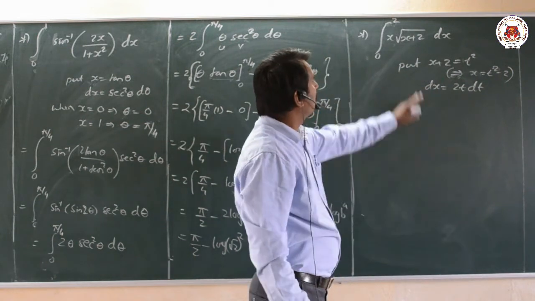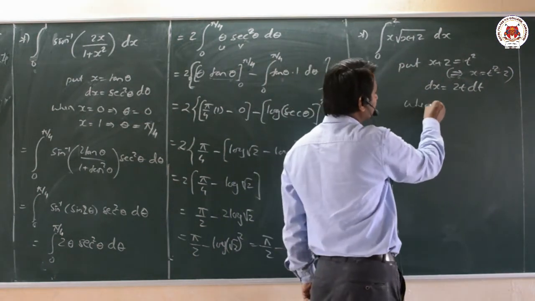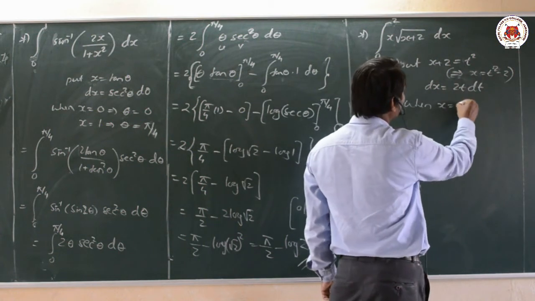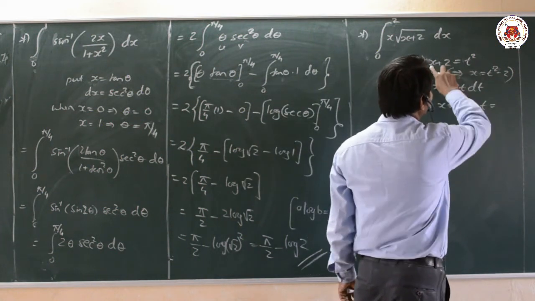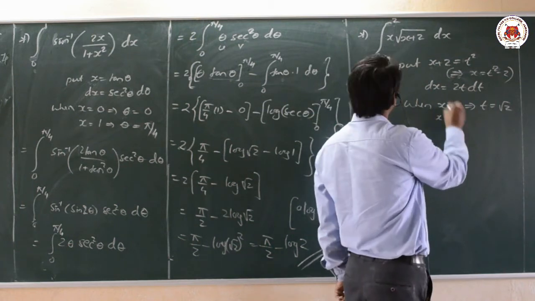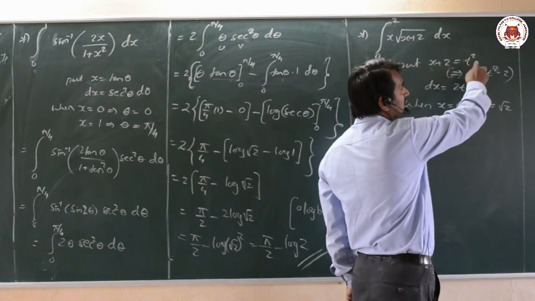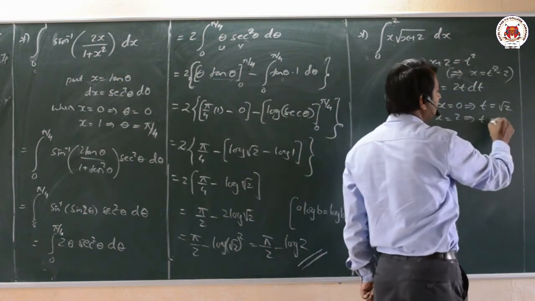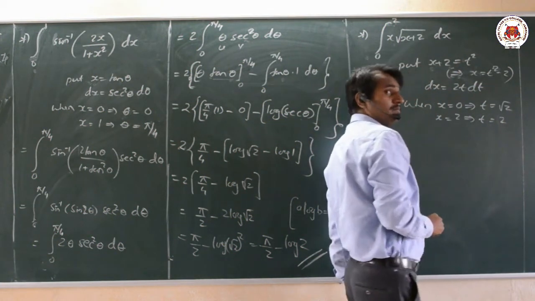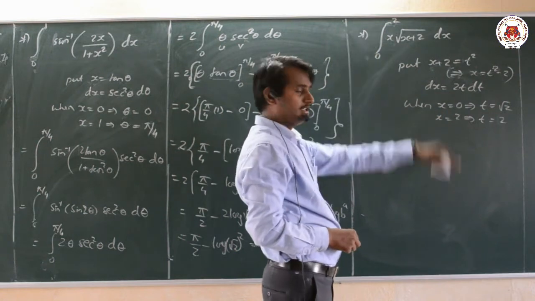Substitute it. Also about the limit values: when x equal to 0, the lower limit, t is root 2. Then when x equal to 2, that implies t square is equal to 2 plus 2, that is 4, so t is equal to 2. Now you will substitute both of the values in the above.